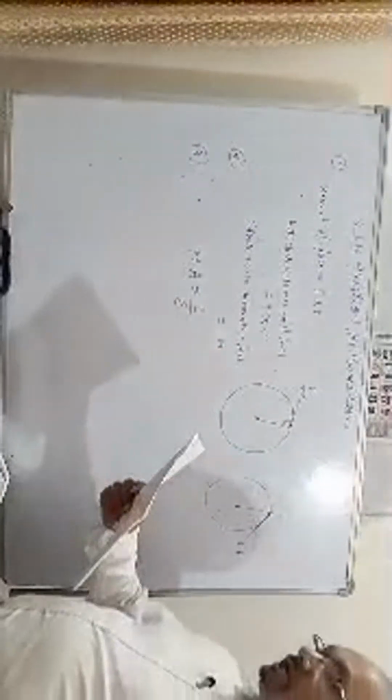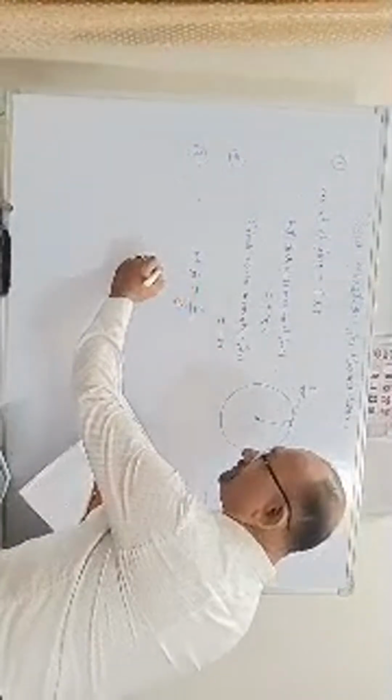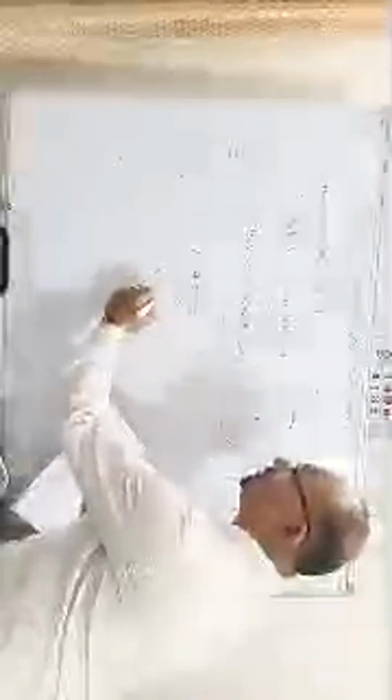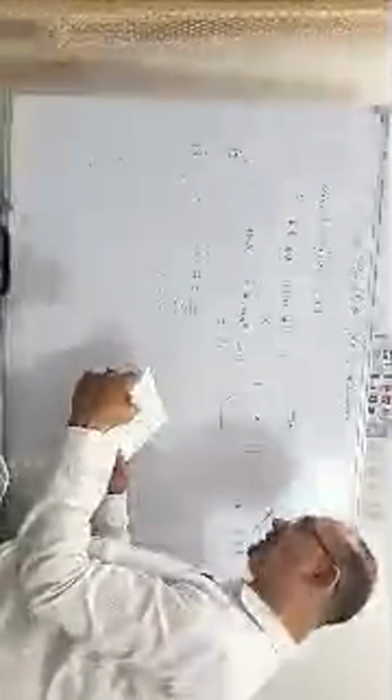Okay, student. The mechanical advantage given is 5, and the effort is given as 100 Newton. The load is to be found. What is the load that can be lifted? Mechanical advantage is the ratio of load to effort. It has no unit.